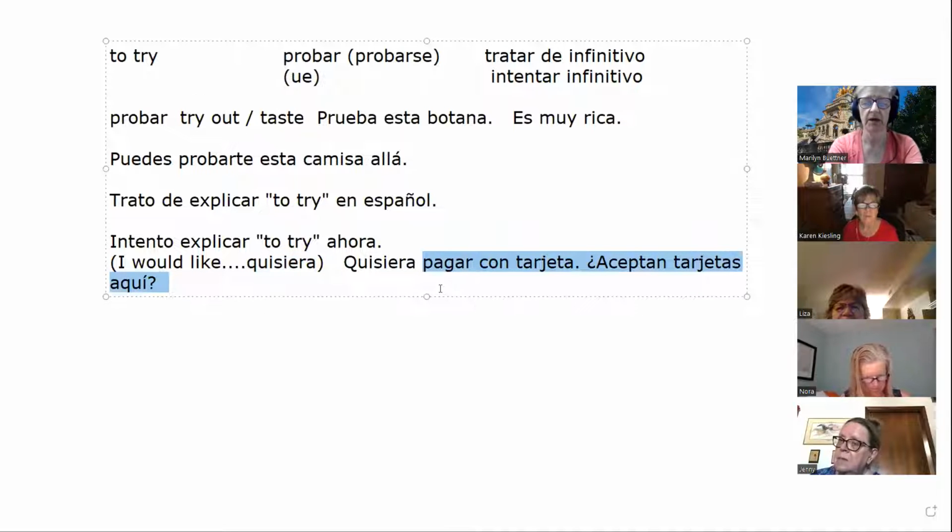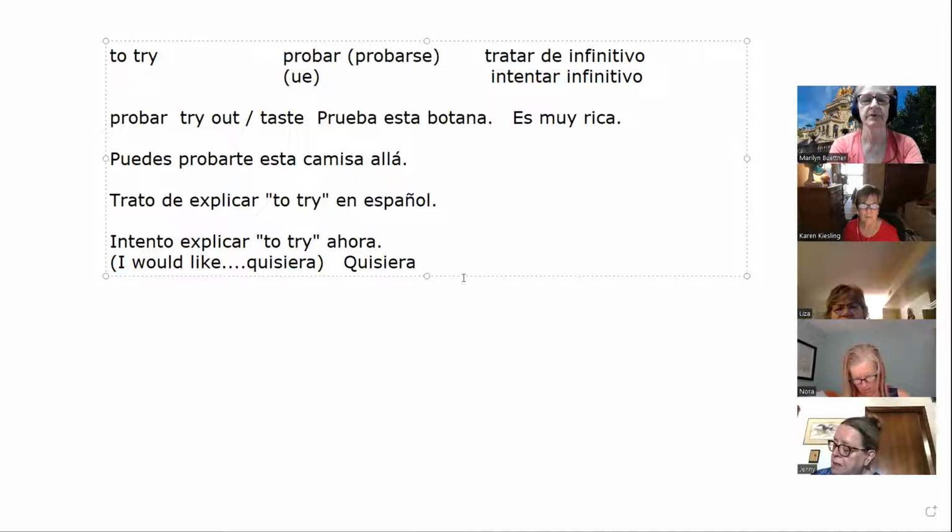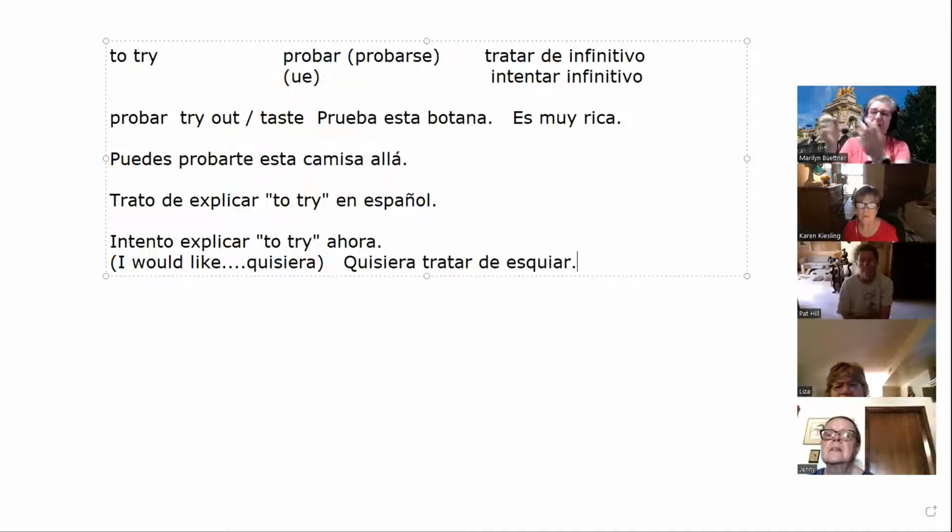Okay, por ejemplo, let's take paying with a credit card off. Something you're really trying to do. Quisiera tratar de esquiar. Let's say you're on vacation in Colorado. Quisiera tratar de esquiar. I would like to try to ski, but now you're stringing together a bunch of verbs and that becomes complicated.